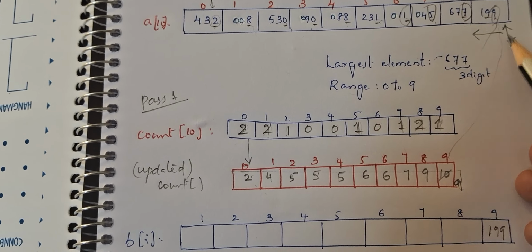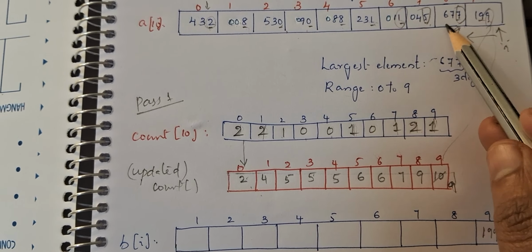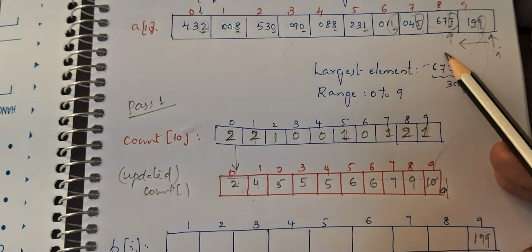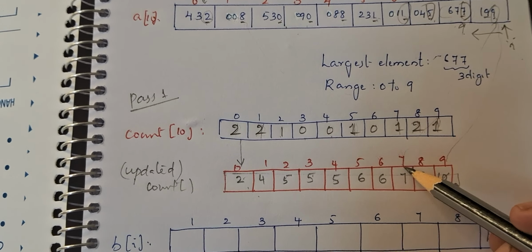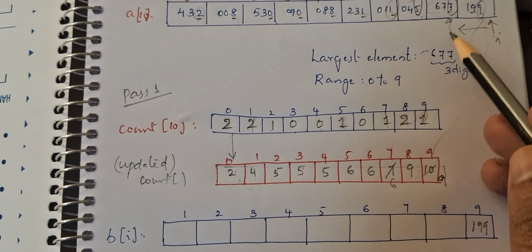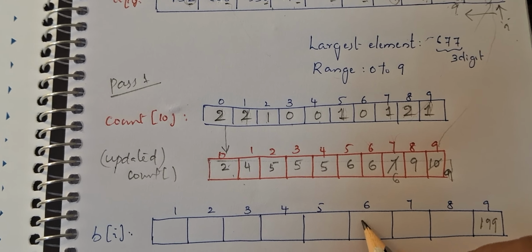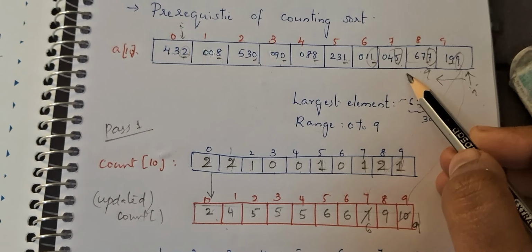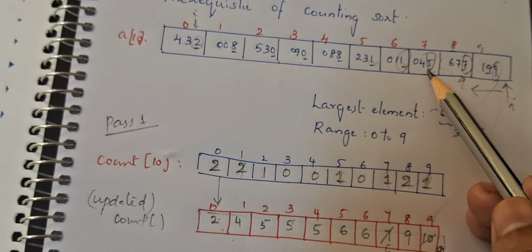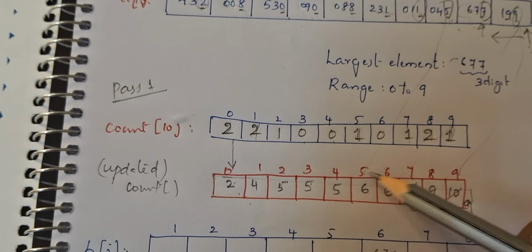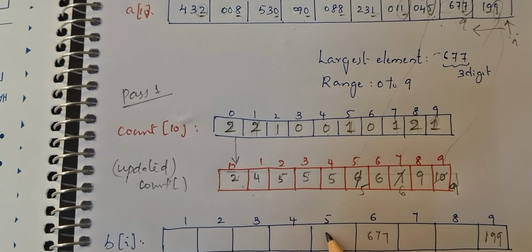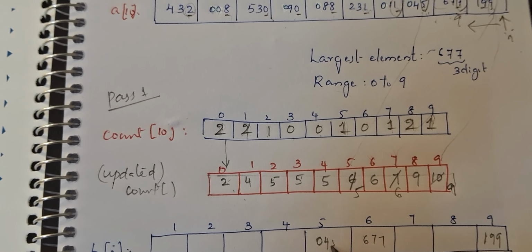Then again decrementing the I value. Now I is pointing to the last digit of this element, that is 7. That is I is equal to 8, a of 8 equal to 7, go to the corresponding index in the count array, that is 7 here, then decrement the value by 1, then store the value, that is 677 in index 6. Then decrementing the I value by 1. So I is equal to 7, a of 7 is equal to 5, go to index 5 of the updated count array, decrement the value by 1, then go to the corresponding index of the final array and store the value, that is 45.